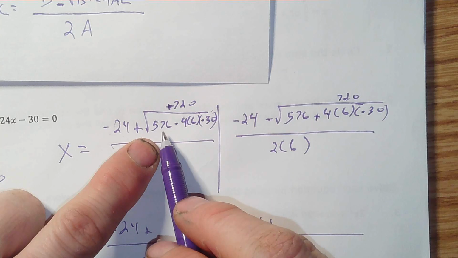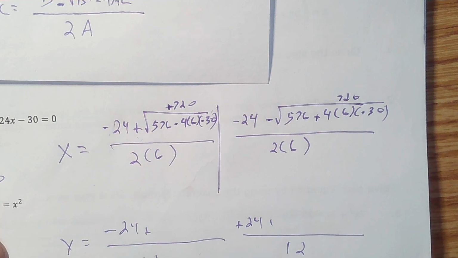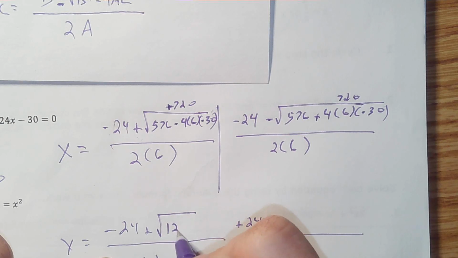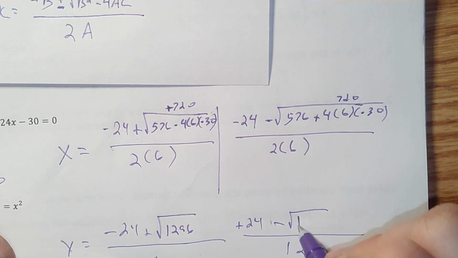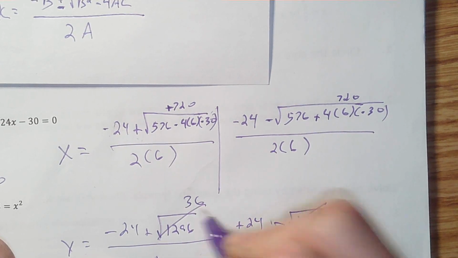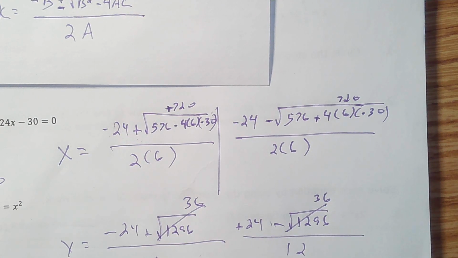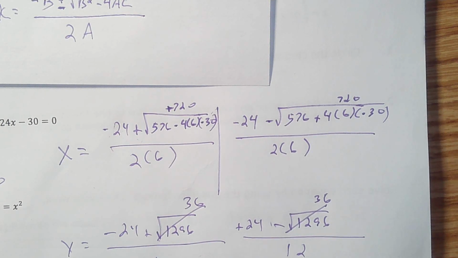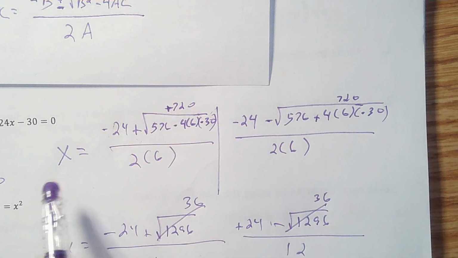All right, so 576 plus 720 is 1,296. So it's going to be plus the square root of 1,296 and minus the square root of 1,296. And I'm hoping that that is a perfect square, and it is. It's 36. Right, this and this are both 36. Okay, so now it's x equals negative 24 plus 36, and sorry, why was it negative to begin with? Oh yeah, negative b.